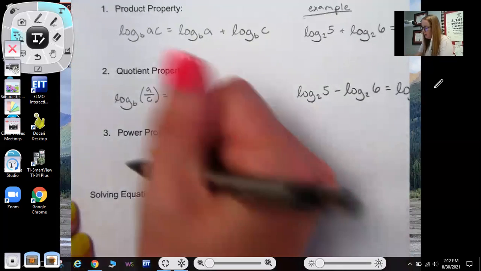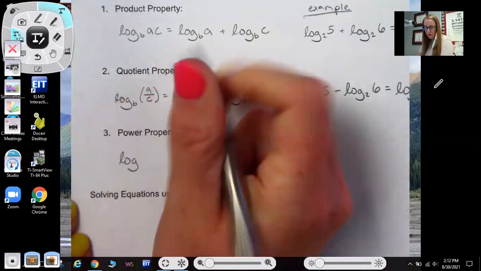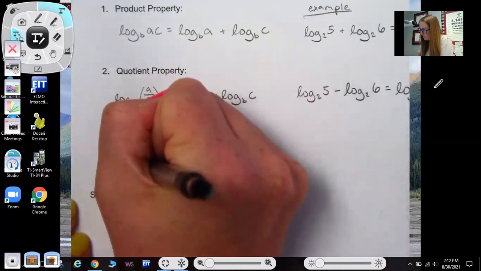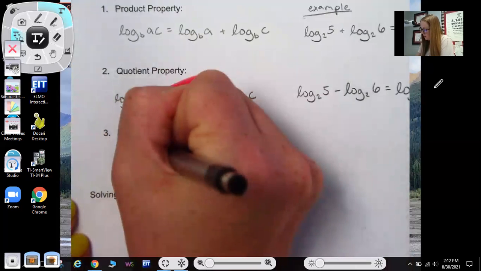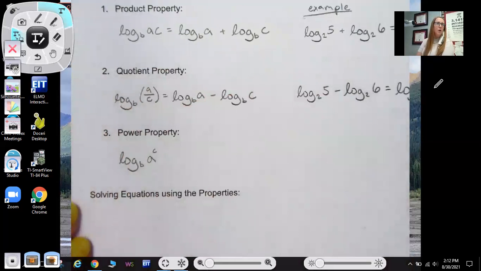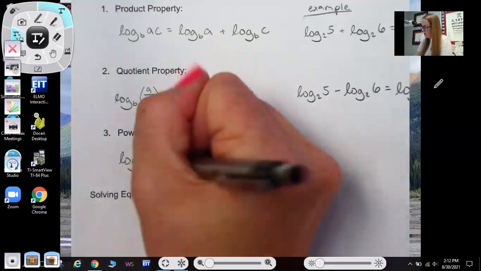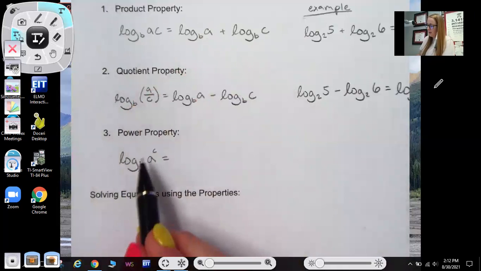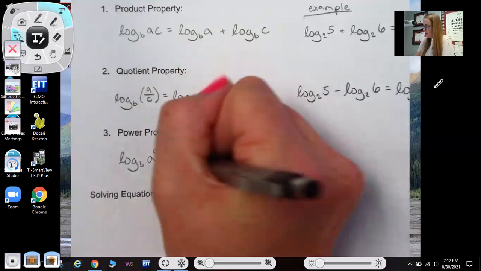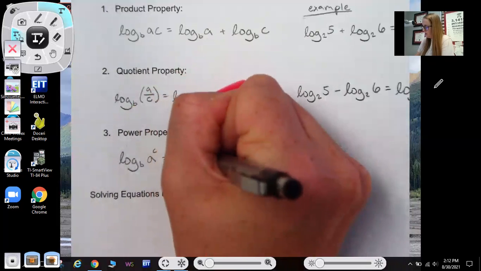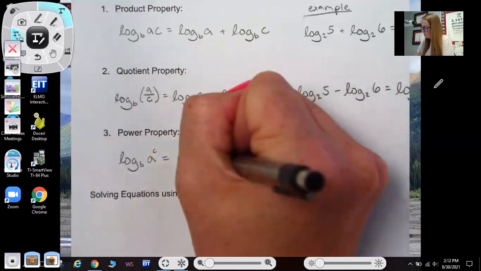Last property is called the power property. We have log base b of a raised to the power of c. So c is now an exponent on a. We can move that exponent so that it is down in front of the logarithm. So this is c times log base b of a.